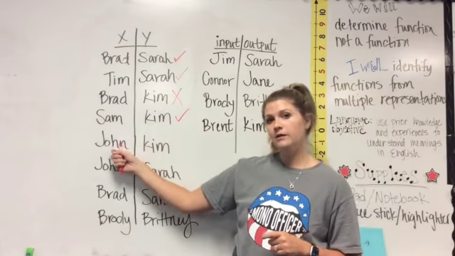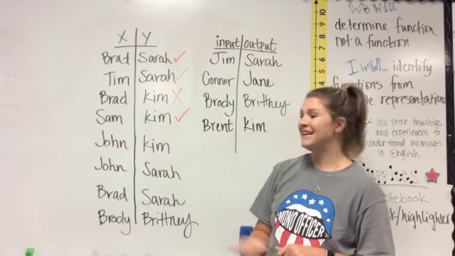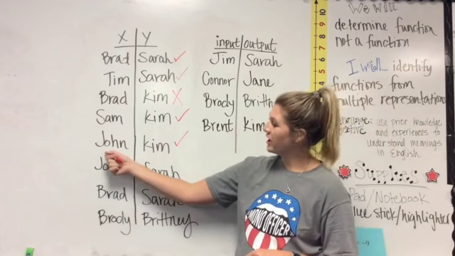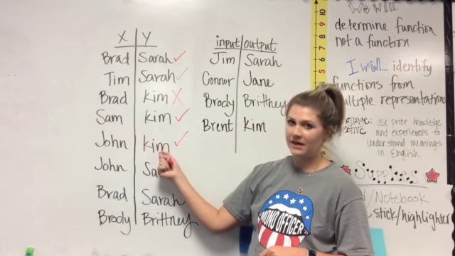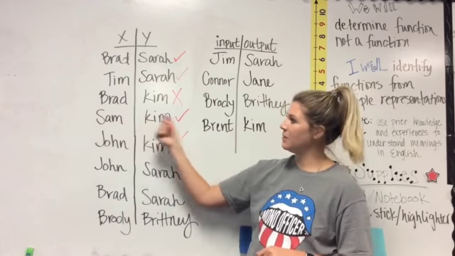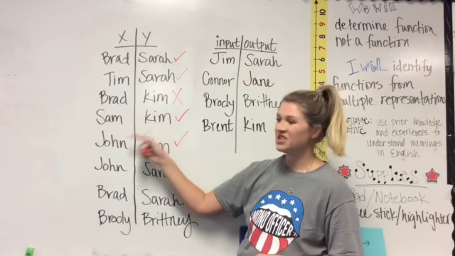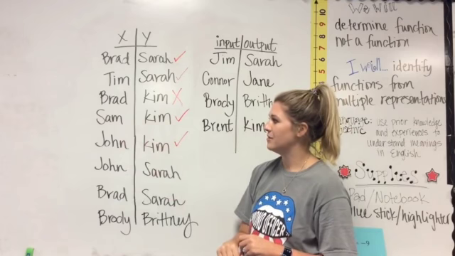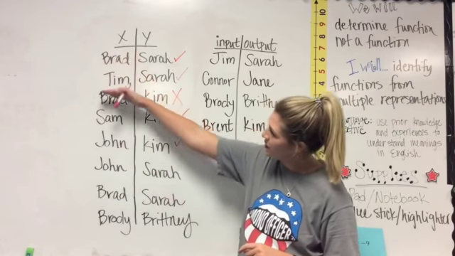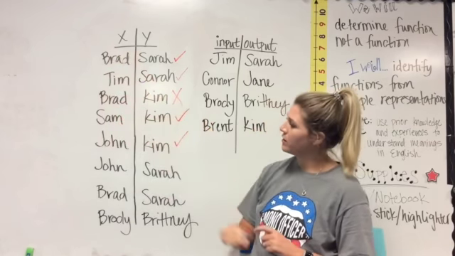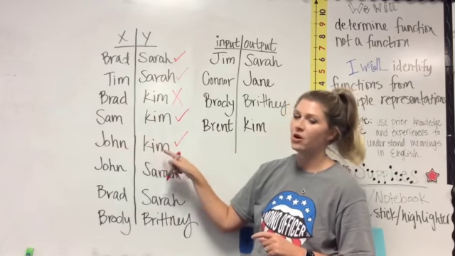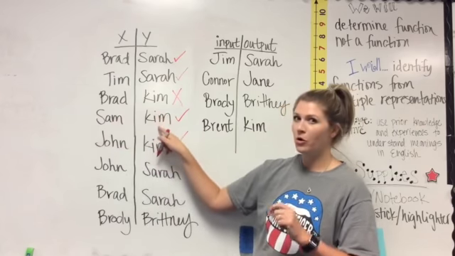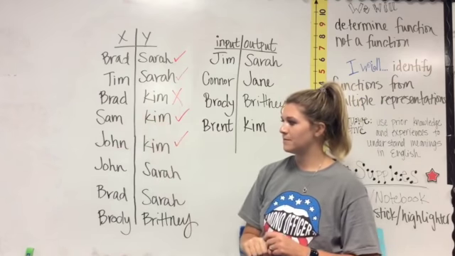Now, can John date Kim? Yes, he can. Because John can only date Kim, right? And Sam can only date Kim, but Kim can date whoever she wants. She just doesn't tell Sam, and she doesn't tell John, right? I know, it doesn't make sense. It's not right, okay? But these guys right here, they have to be faithful to whoever they are dating. So John can date Kim and only Kim. Sam can date Kim and only Kim, but Kim can date whoever she wants.